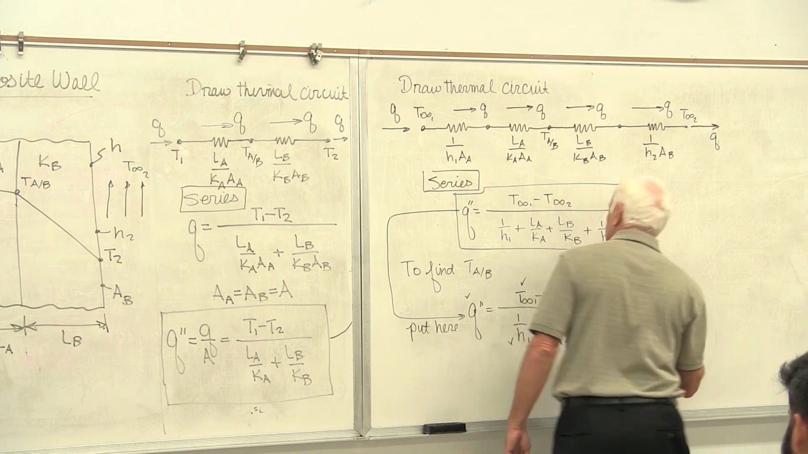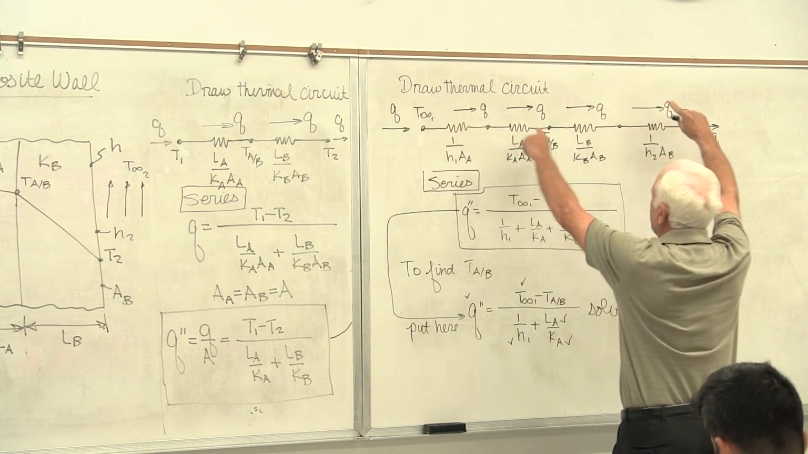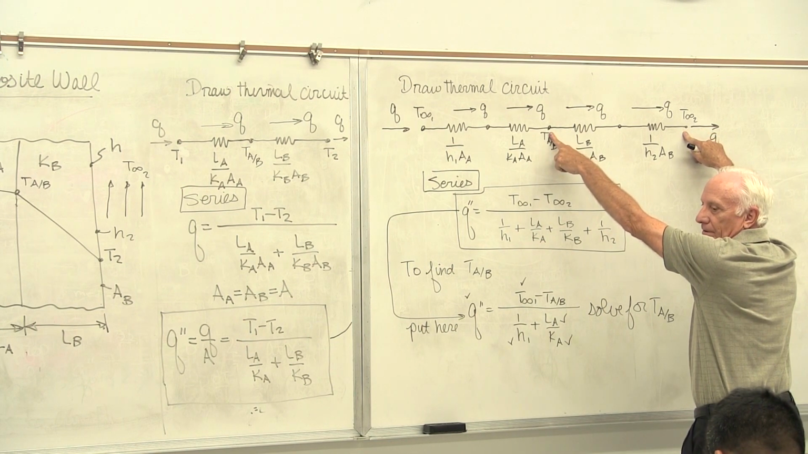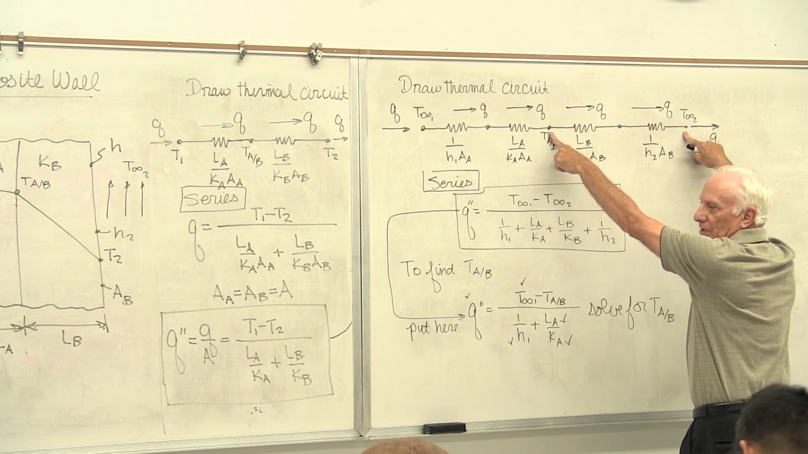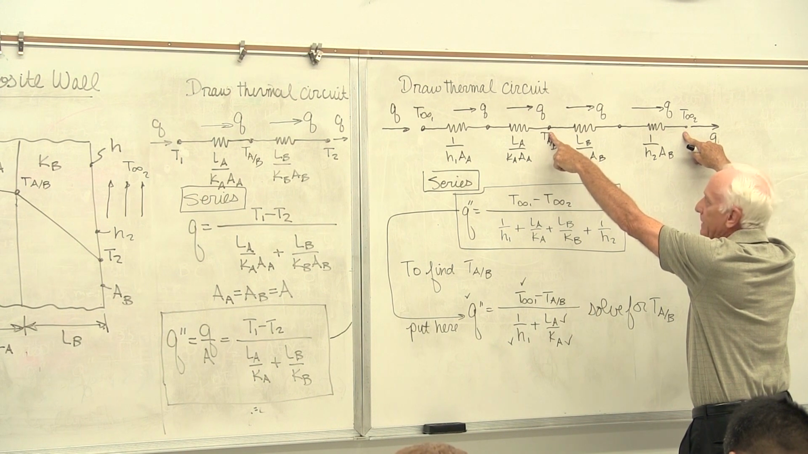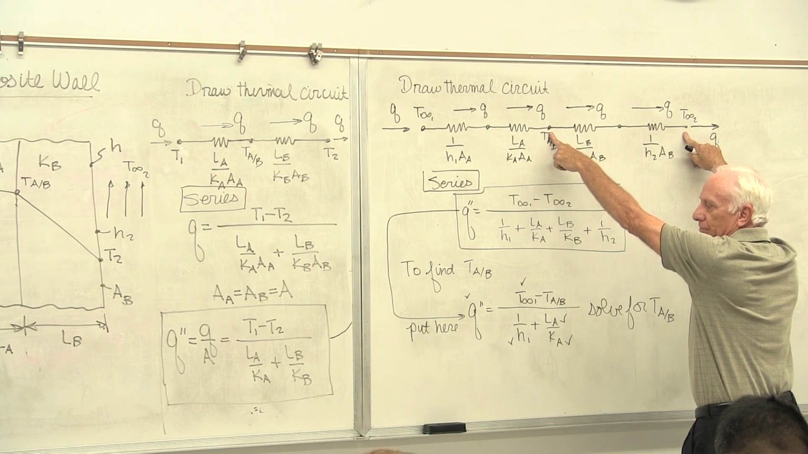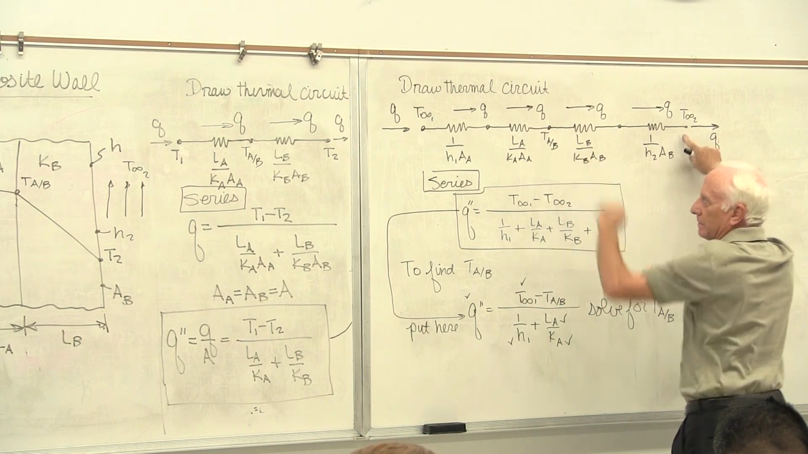You don't like doing it that way? Put your two fingertips here. You'll get the same answer. Q double prime equals TAB minus T infinity 2, divided by LB over KB plus 1 over H2. You'll get the same answer.